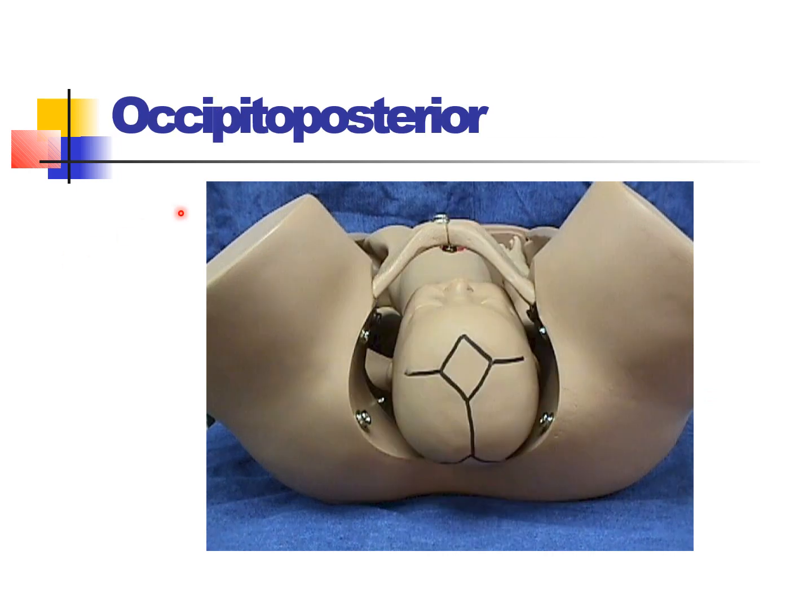And this picture shows the occipito posterior, that is the occiput is pointing towards the sacrum. See, the occiput is pointing towards the sacrum, and the sagittal suture is in the anterior posterior diameter of the pelvis, AP diameter of the pelvis. This is occipito posterior.